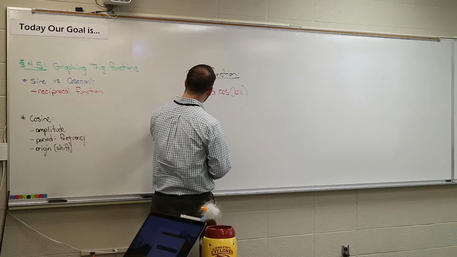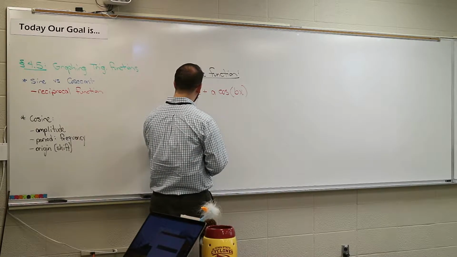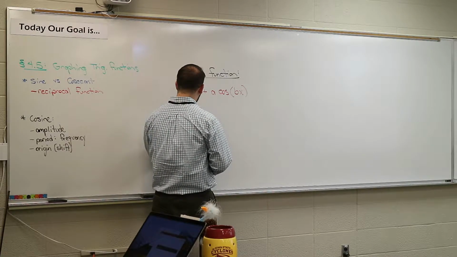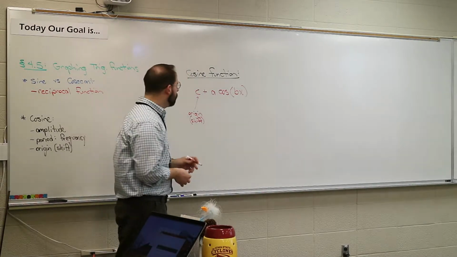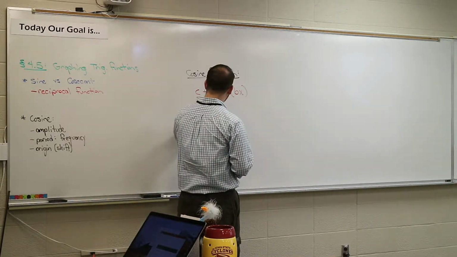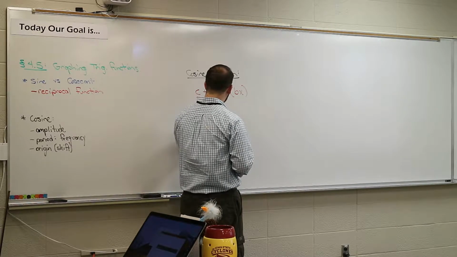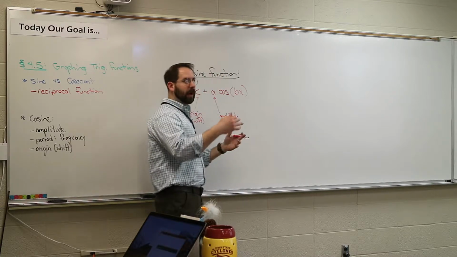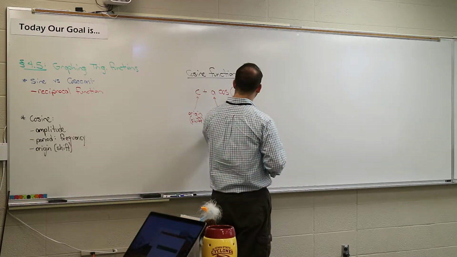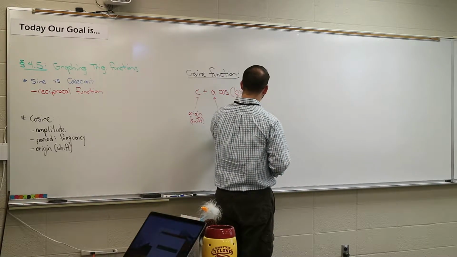So this number here still affects your origin or your shift. So if you shift it up or down, that's the only types of problems I'm going to assign. I'm not going to go right or left at all. The A will affect your amplitude. So amplitude, that's how tall the waves are. Then the B number affects the period or frequency of it.